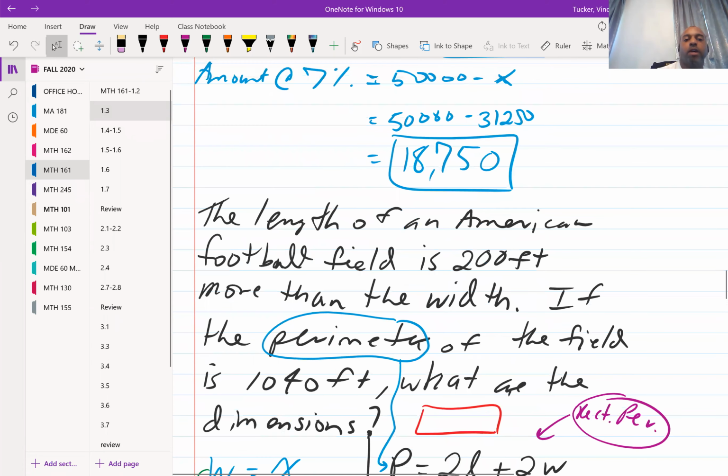All right. So the next one: the length of an American football field is 200 feet more than the width. If the perimeter of the field is 1,040 feet, what are the dimensions?